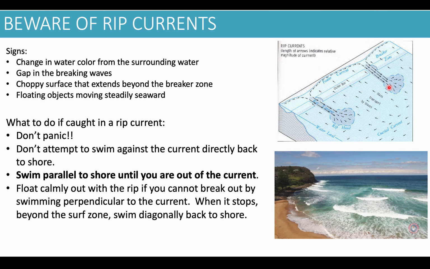So the signs of a rip current, I have to teach you a little bit. Sometimes there is a change in color, because you have different flow direction and different currents. Like we saw in that picture, there's often a gap in your breaking wave. Sometimes they have a choppy surface that extends further than the rest of the choppy surface. And if you see anything floating, it's going to be moving fairly quickly, directly outward.